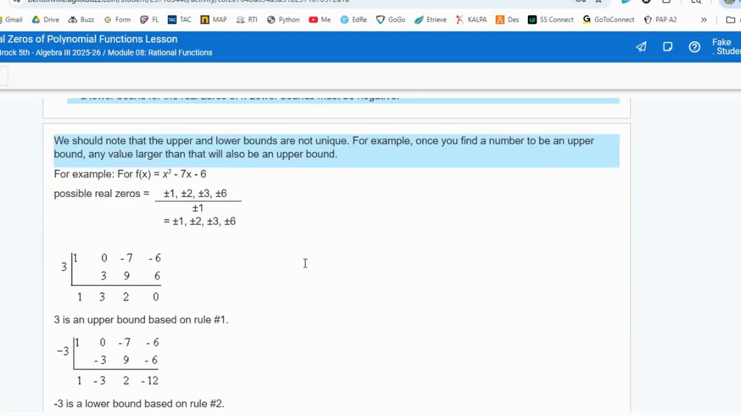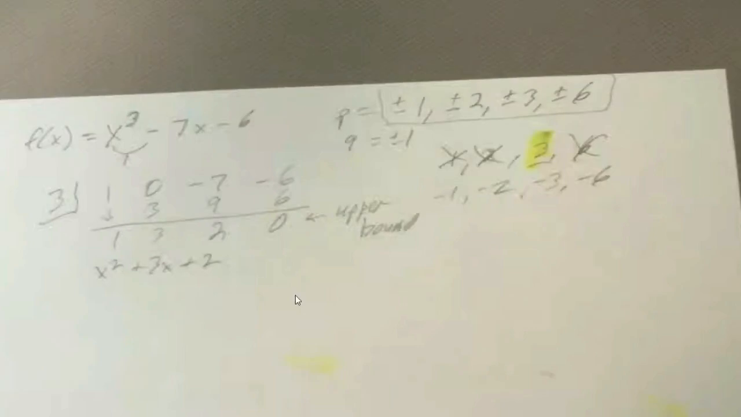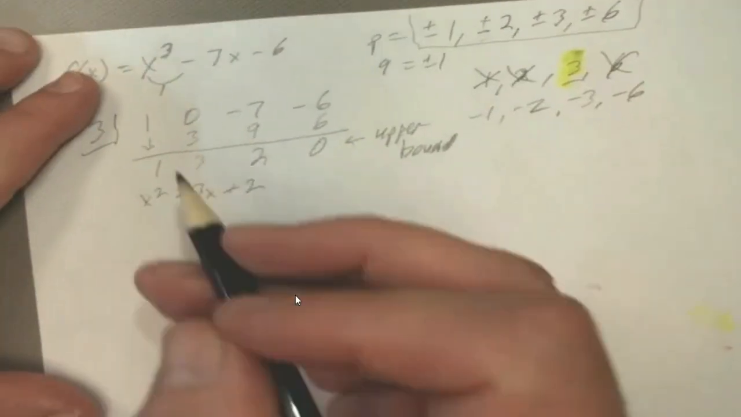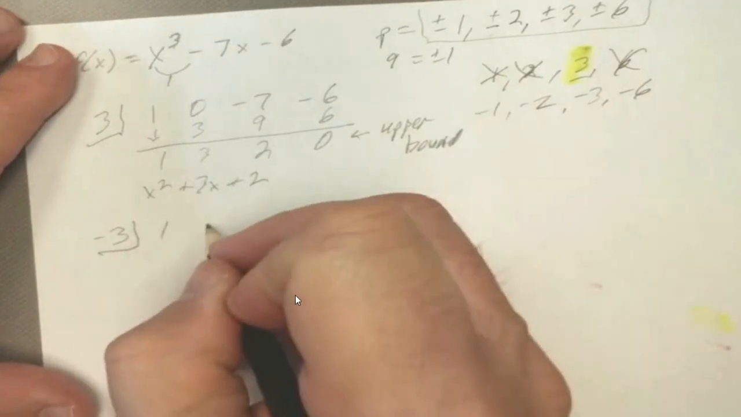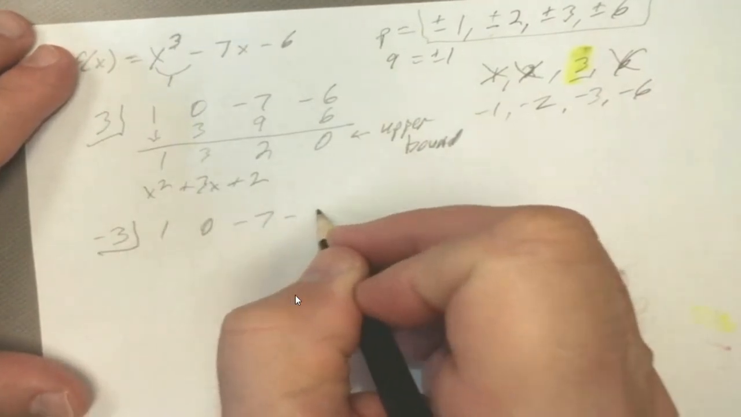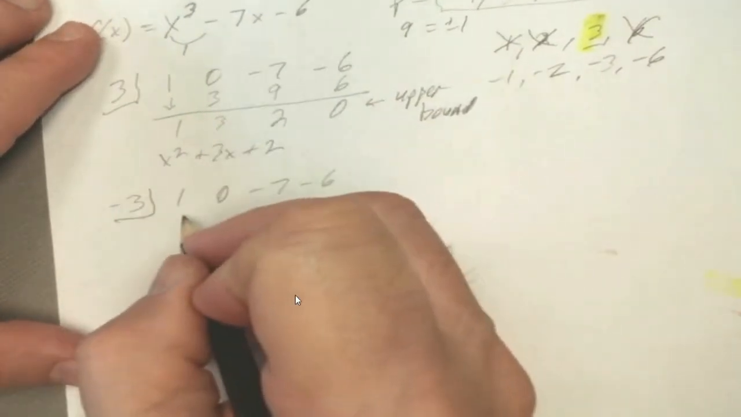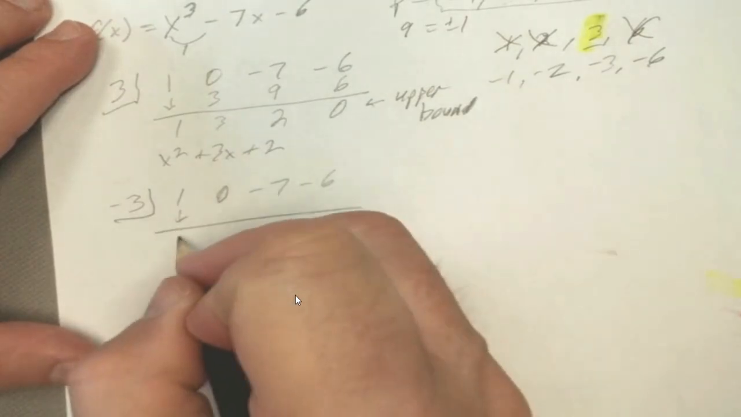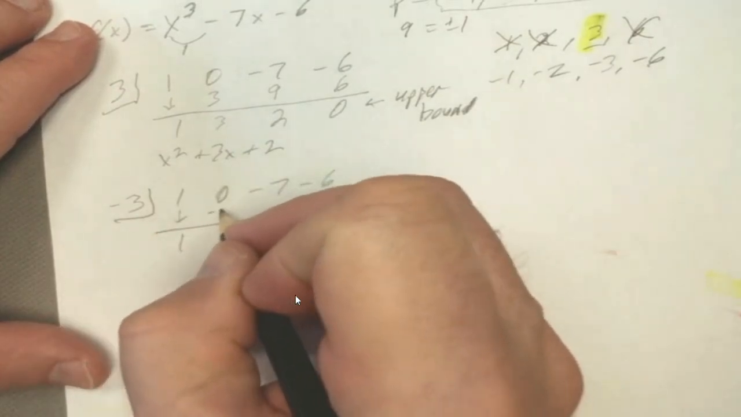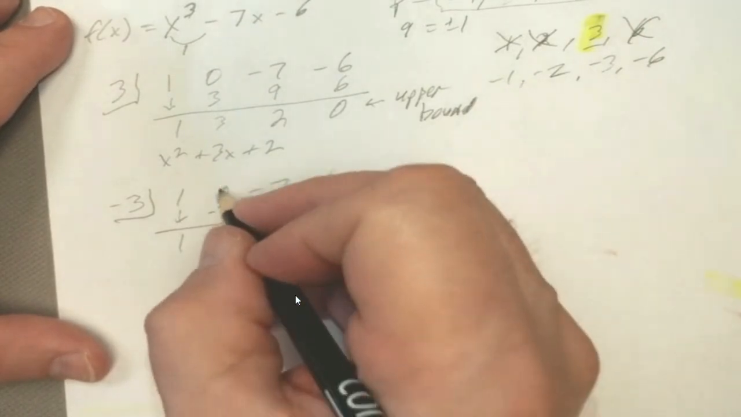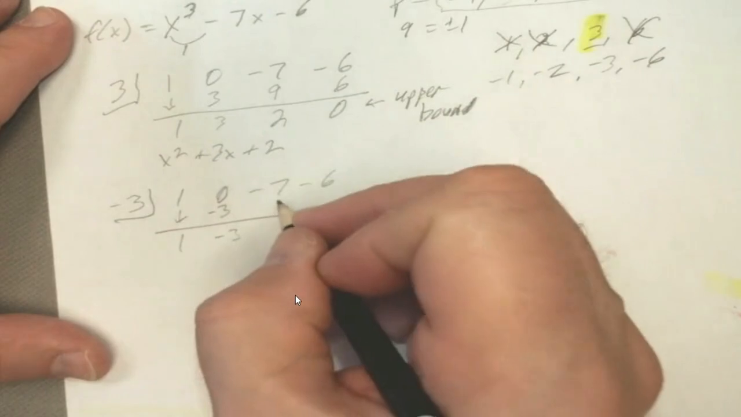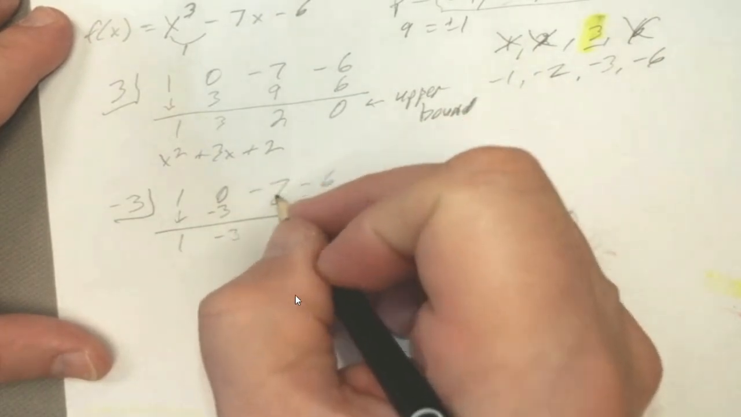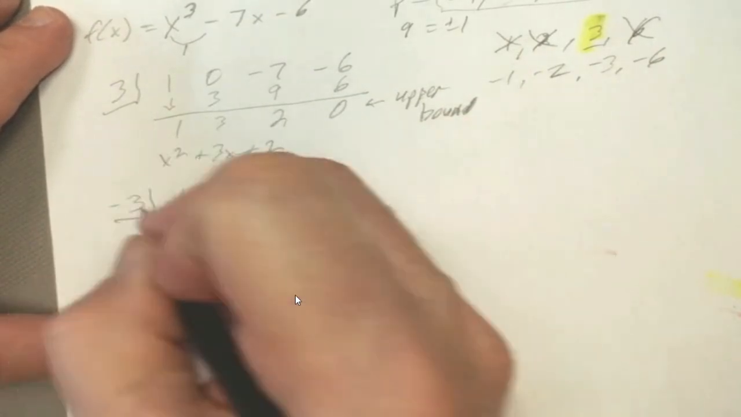Okay. So what do they test there? They test -3. So let's do -3. 1, 0, -7, -6. Bring the 1 down. -3 times 1 is -3. 0 plus -3 is -3. -3 times -3 is a positive 9. Add those together. That's a 2.